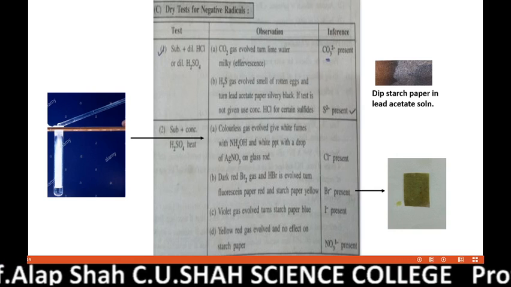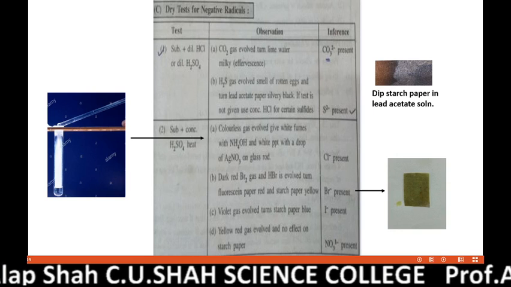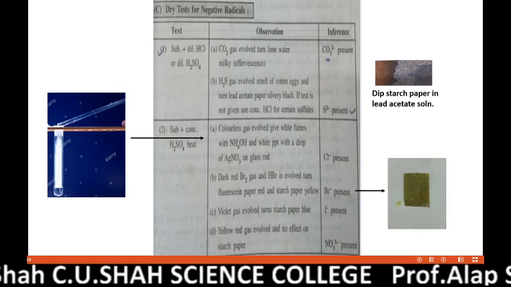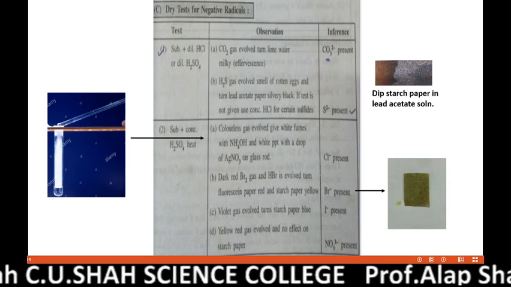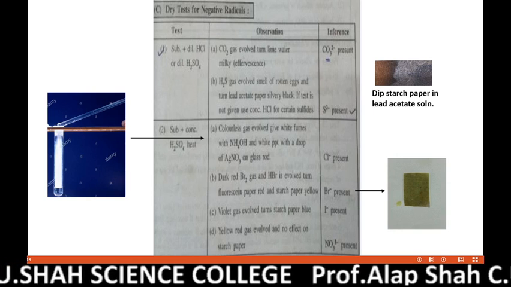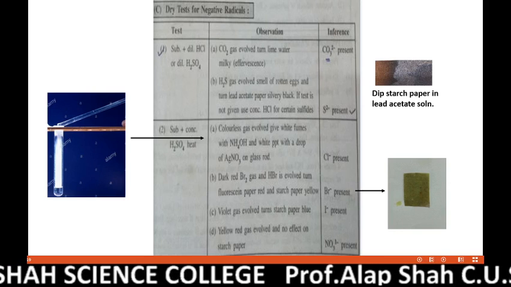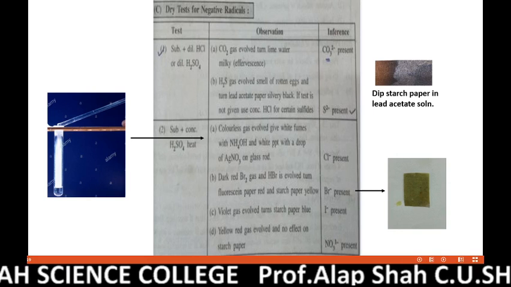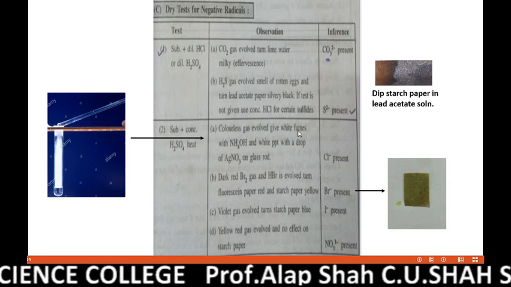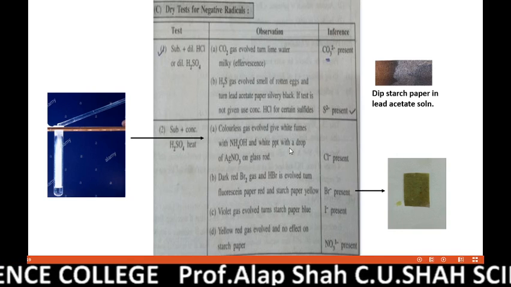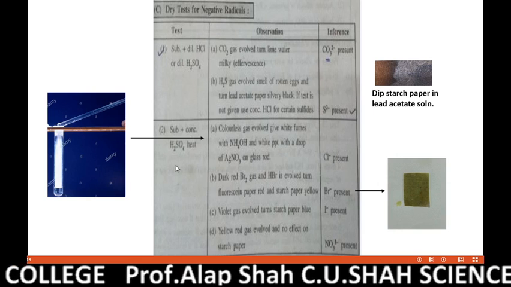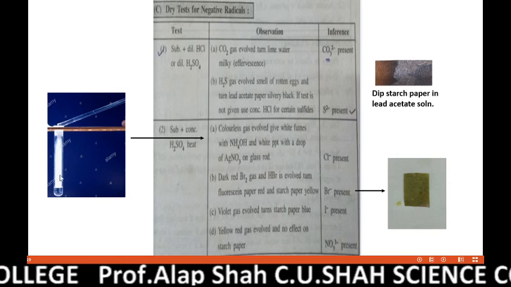Next test: substance plus concentrated sulfuric acid, and you have to heat it. Whenever you are using any concentrated acid, all the three, sulfuric, HCl or HNO3, you should work carefully and always use a test tube holder. In this test, you can see that many observations are possible. If a colorless gas evolves, it mostly indicates the presence of chloride ion. The gas is chlorine. In that case, this is the figure for that.